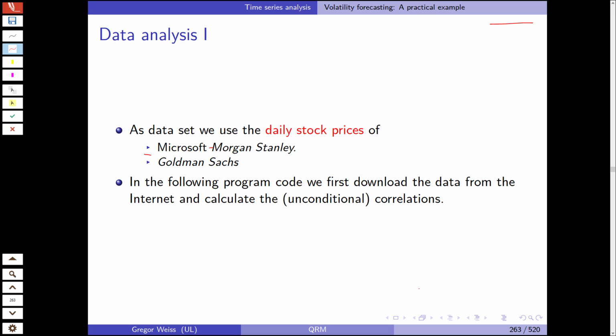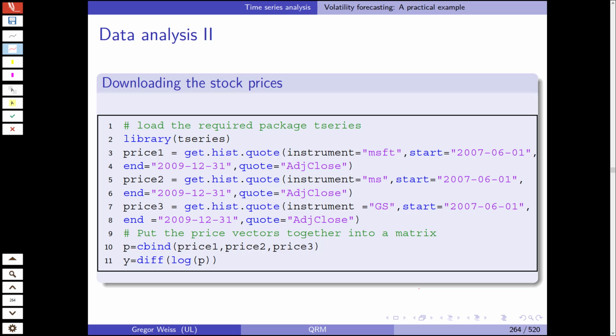So Morgan Stanley, of course, is the third stock. Let's first download the data. We take library tseries, this is where the data is included: Microsoft, Morgan Stanley, and Goldman Sachs. We put the price vectors together into a matrix. So P is cbind of price 1, 2, and 3. This is a matrix with 3 columns with the 3 stock prices.